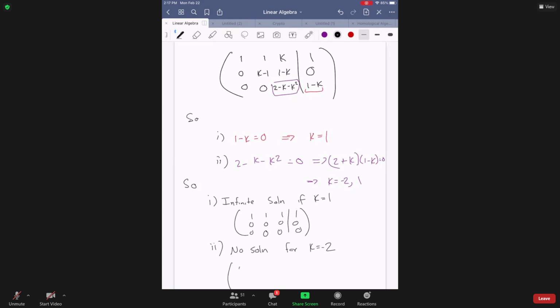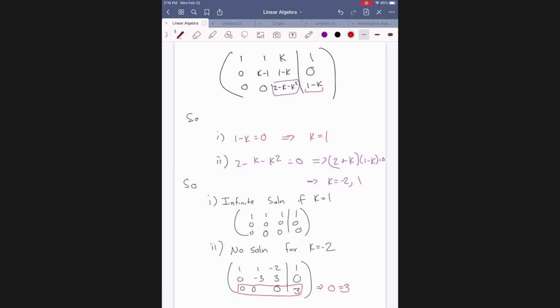Why? Well, what do we get? We get 1, 1 minus 2, 1, 0, minus 2, minus 2, so it's minus 3, 1 minus, so it would be 1 plus, so it would be 3, 0, 0, 0, 0, and then you get a 3 here, right? So this last row right here implies that 0 is equal to 3 if you rewrite the equations, right? That's why this one has no solution. It has infinite solutions if k is equal to 1. It has no solutions if k is equal to -2.